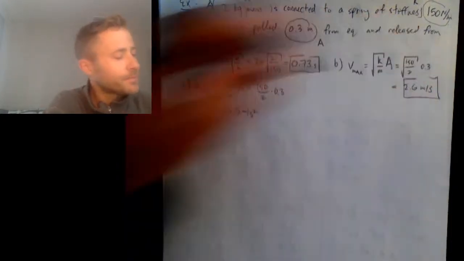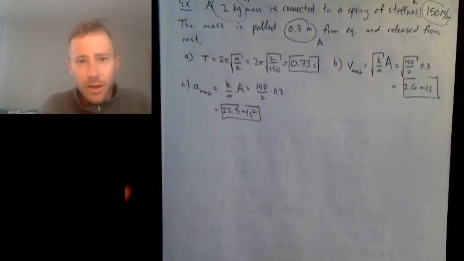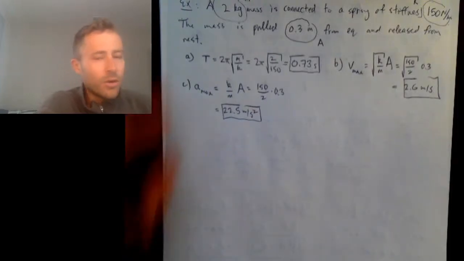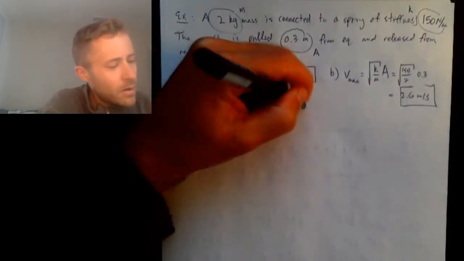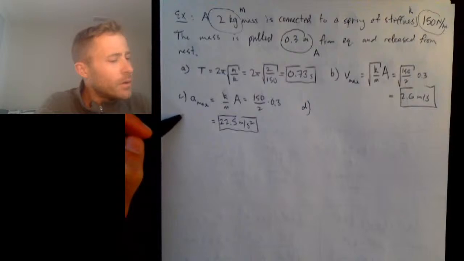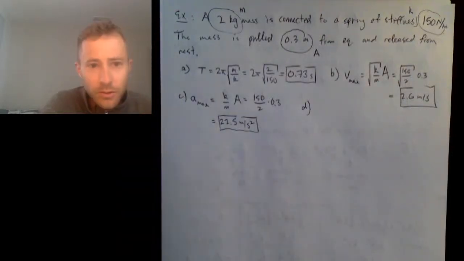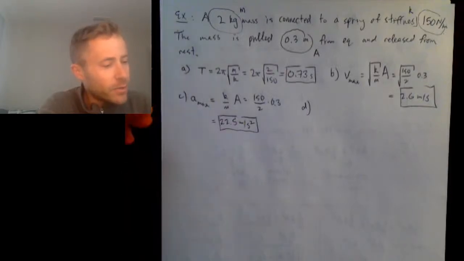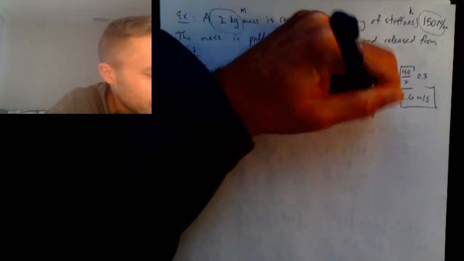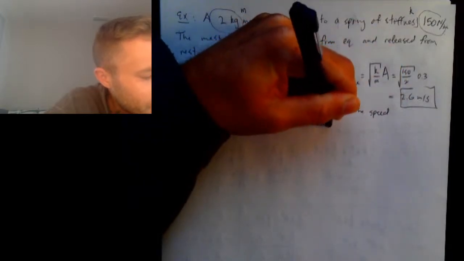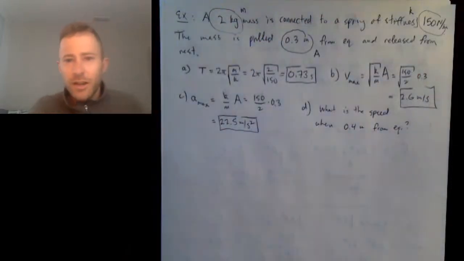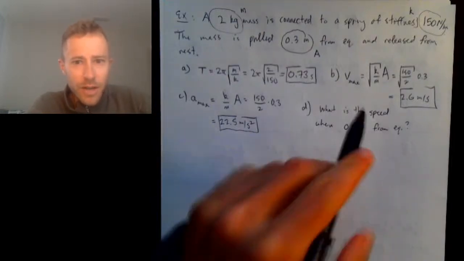Let me box these in. So this is all fairly straightforward, okay? The nice thing about simple harmonic motion is it's more or less just using the equations, okay? And then we also could have questions. These are probably the most difficult questions. If I ask something like, what is the speed when 0.4 meters from equilibrium? Now, I'm not going to answer that yet, okay? I want you to type it into the chat if you know the answer to this question.